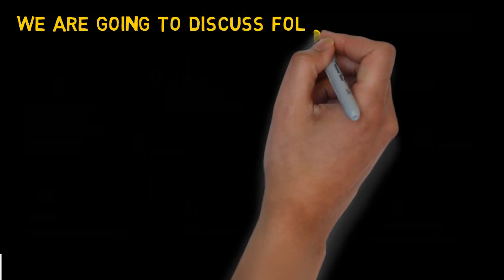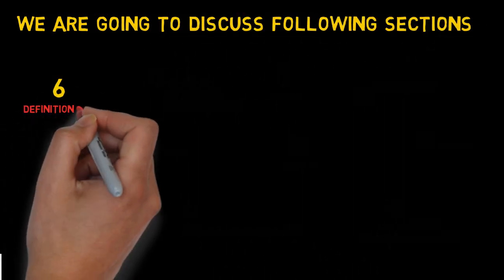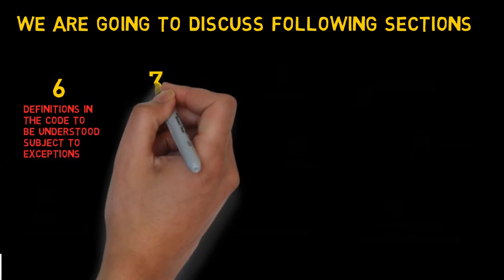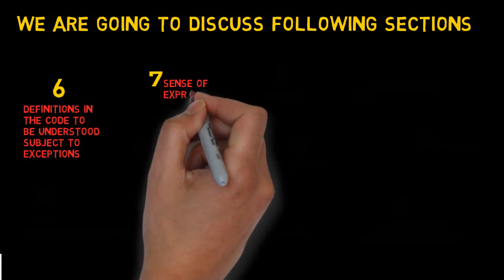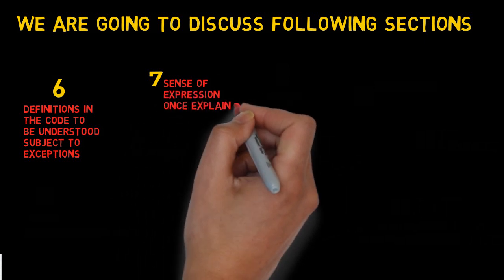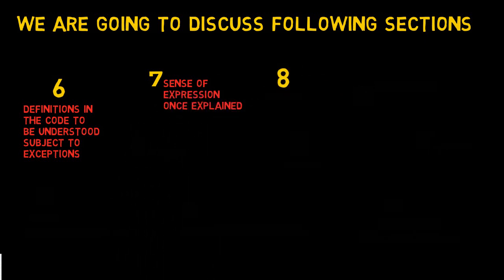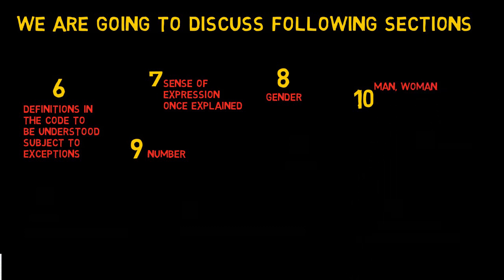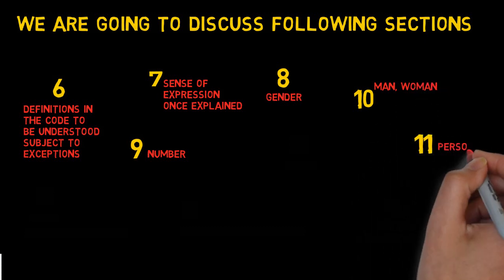We are going to discuss the following sections in this video. Section 6 that talks about how definitions given under IPC should be understood. Section 7 which talks about sense of expressions once explained under IPC. Section 8 that talks about gender, as in how the language of IPC is. Section 9 that talks about numbers. Section 10 that talks about the meaning of the word man and woman in IPC. Section 11 that defines a person.